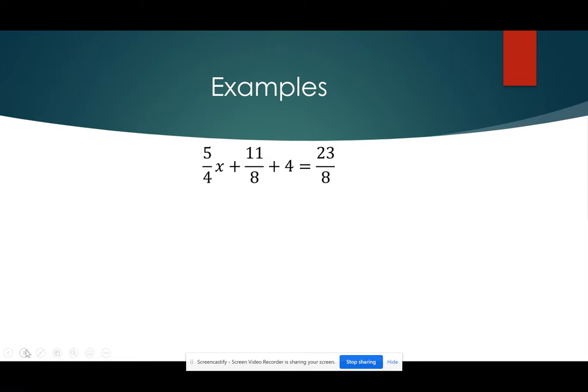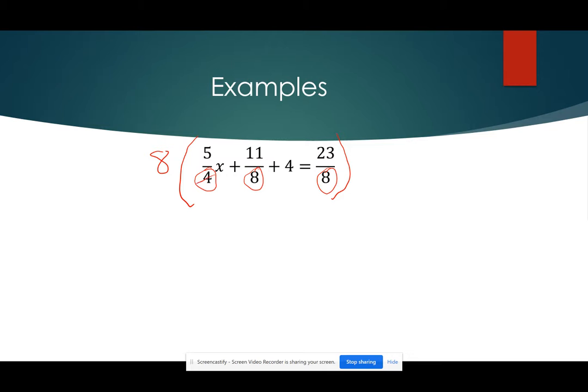So as I said in the beginning, when you have a fraction, you want to multiply the entire equation, both sides, by the greatest common factor of the denominator. So what that means is we look at our 4 and our 8s. So our greatest common factor would be 8 because 4 goes into 8 and 8 goes into 8. So we're going to multiply both sides by 8.